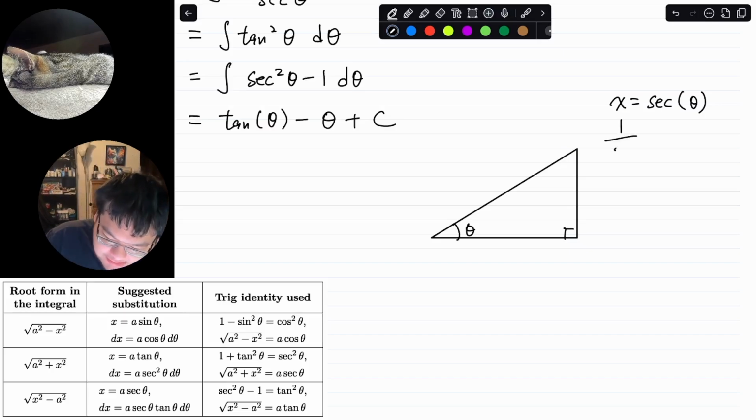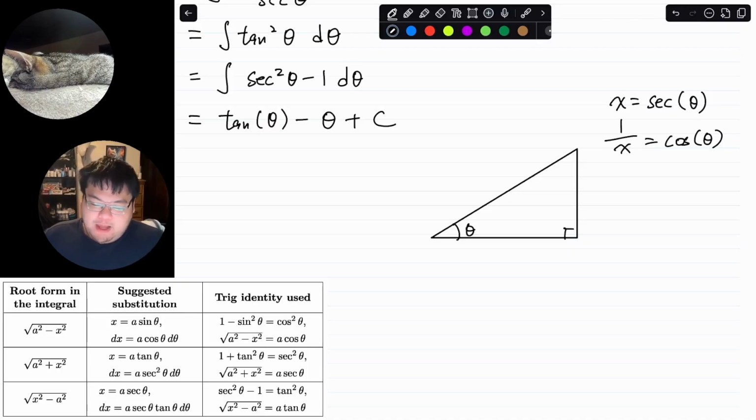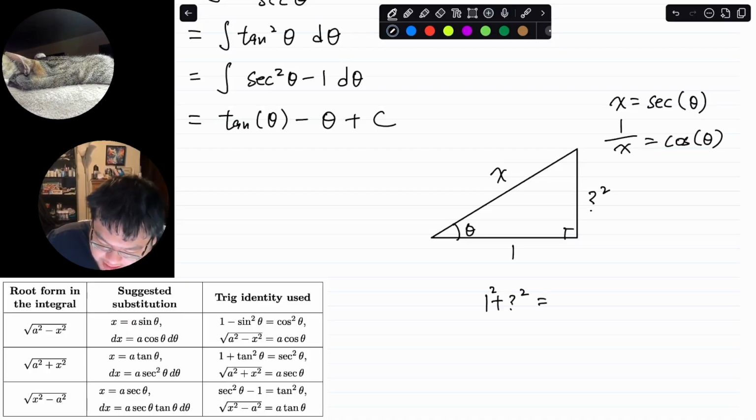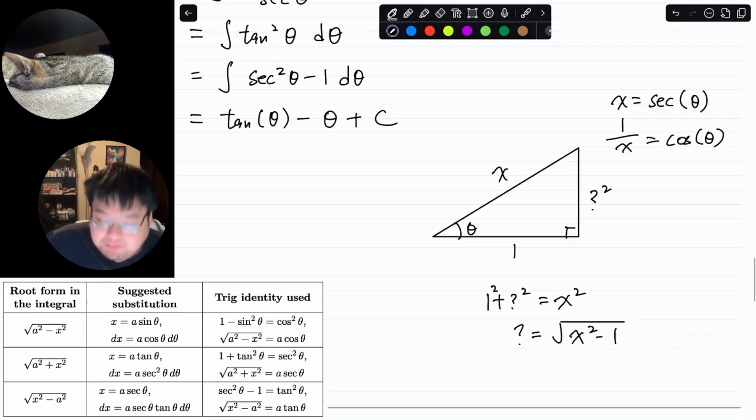So 1 over x will be cosine theta, right? So we have cosine equal to the adjacent side divided by the hypotenuse. So 1 here, x here. And then using the Pythagorean theorem, we have a number here we want to find. So 1 squared plus question mark squared will be x squared. So clearly, the question mark will just be the square root of x squared minus 1.